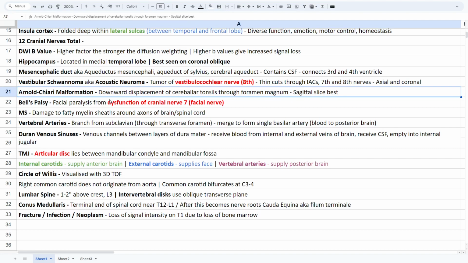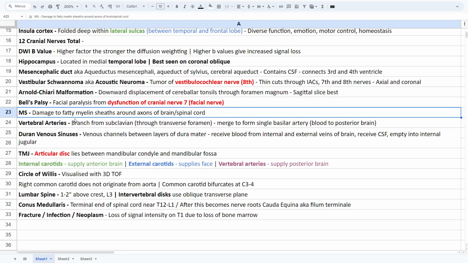Arnold-Chiari malformations are downward displacements of cerebellar tonsils through the foramen magnum, best seen on sagittals. Bell's palsy is facial paralysis from dysfunction of cranial nerve 7, which is the facial nerve. Multiple sclerosis is damage to fatty myelin sheaths around the axons of the brain and spinal cord.